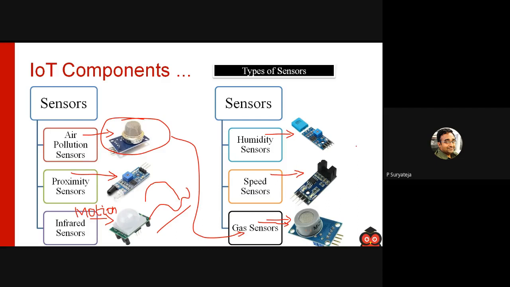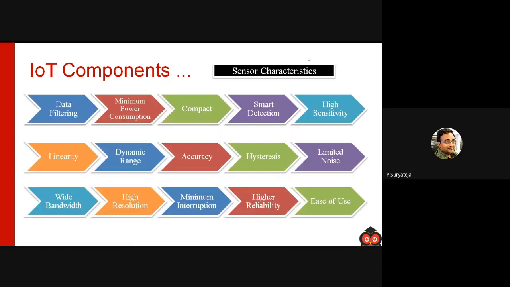Okay, so let's move on. These are sensor characteristics, or properties of a sensor. The first property is data filtering. I have discussed this in the previous slides. Data filtering means that if there are some duplicate values, they will be removed, or if there are some erratic values or errors, such values will be ignored. So that is the data filtering property of a sensor.